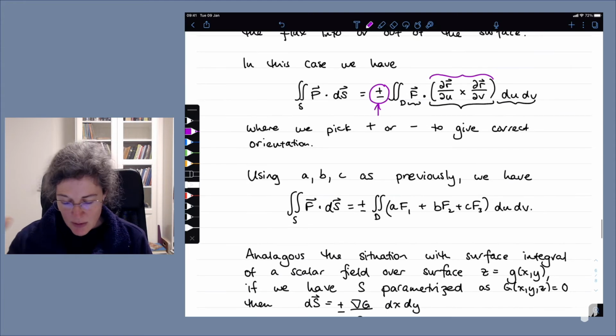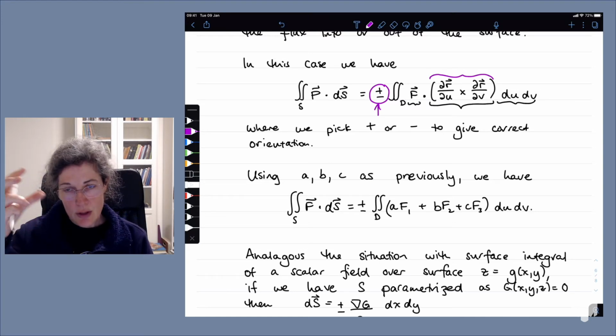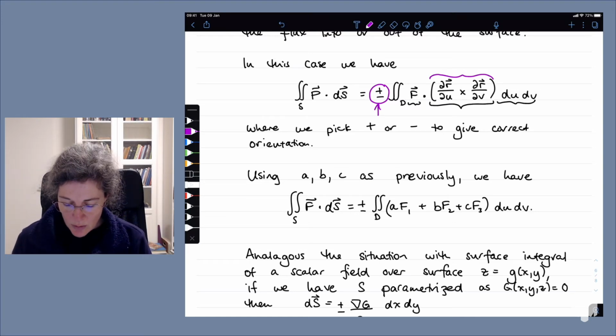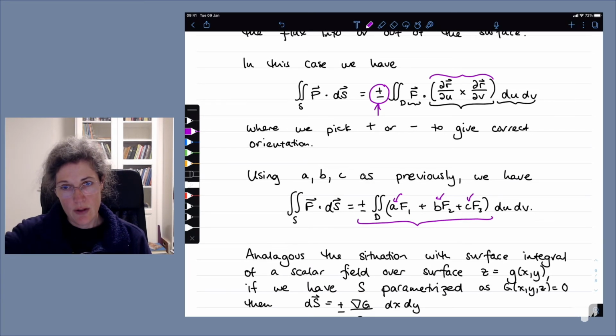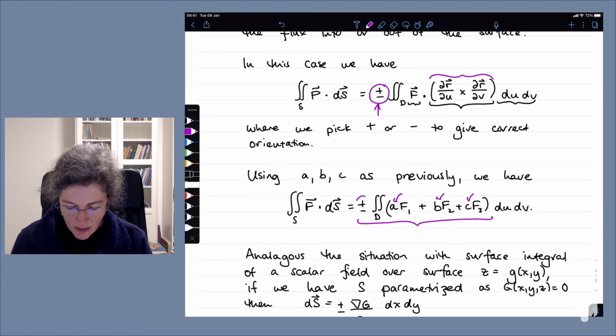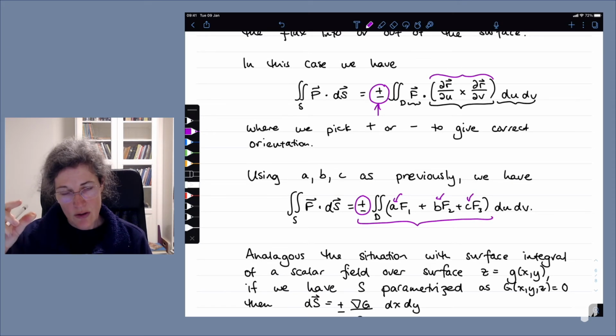But the maths comes out being almost exactly the same, and we end up again being able to convert into a double integral that we can do. So it'll look something like this, and here a, b, and c are the same as I had for the previous version over there. And again, we're picking orientation here depending on which way you want to go.